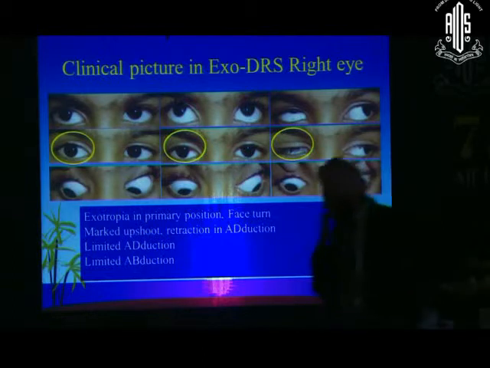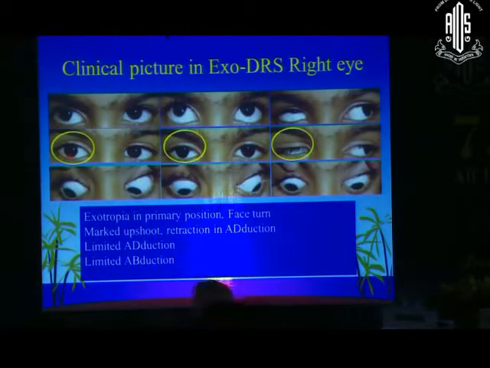So what you see here is an exotropia in primary position. Limited abduction is there, still in spite of exo. Now, one thing we have to remember, many times people feel that exo is the same as abduction. When we recess, this exo will reduce. That doesn't mean that abduction has improved. There is no abduction, as you can see here. And on attempted adduction, there is a marked retraction, upshoot and downshoot of the globes.